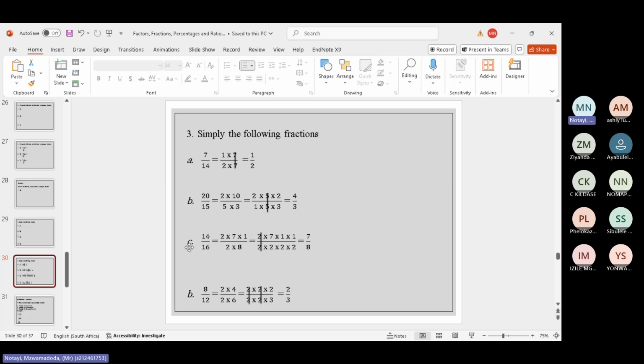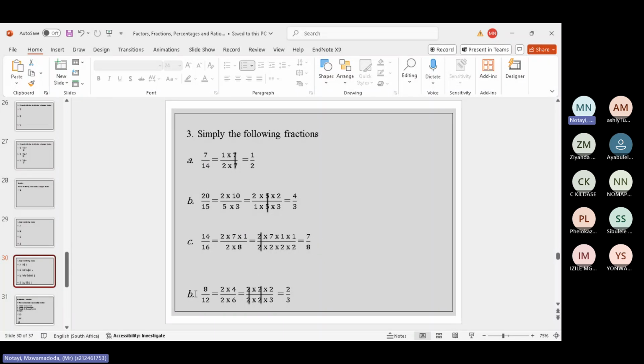And then number 3, 14 divided by 16. Writing 14 in prime factors, we have 2 times 7 times 1 divided by writing 8 in prime factors, which is 2 times 8, which can be written as 2 times 2 times 2 times 2. So we have 2 times 2 times 7 times 1 times 1 divided by 2 times 2 times 2 times 2. And then the 2 on top cancels one of the 2s at the bottom. So we have 7 divided by 2 times 2 times 2, which is 8. So it's equal to 7 over 8.